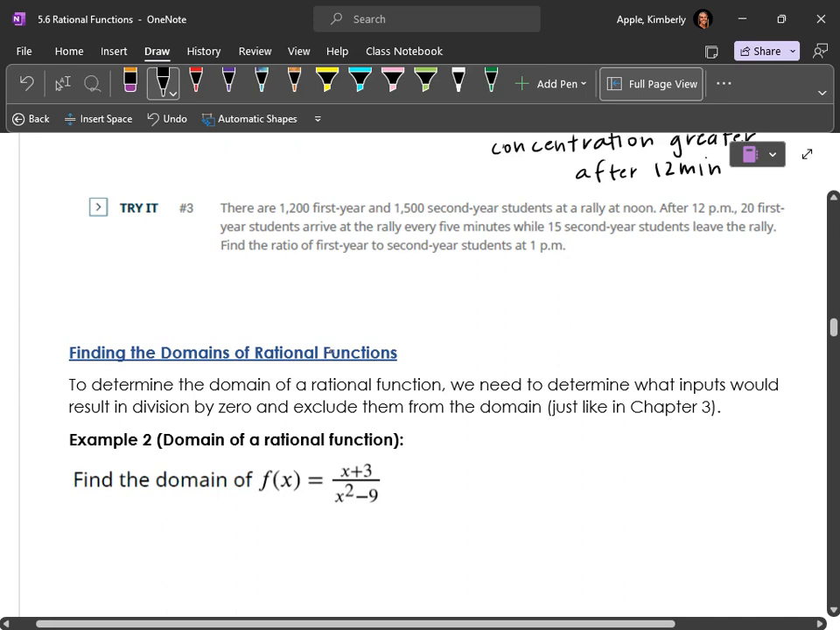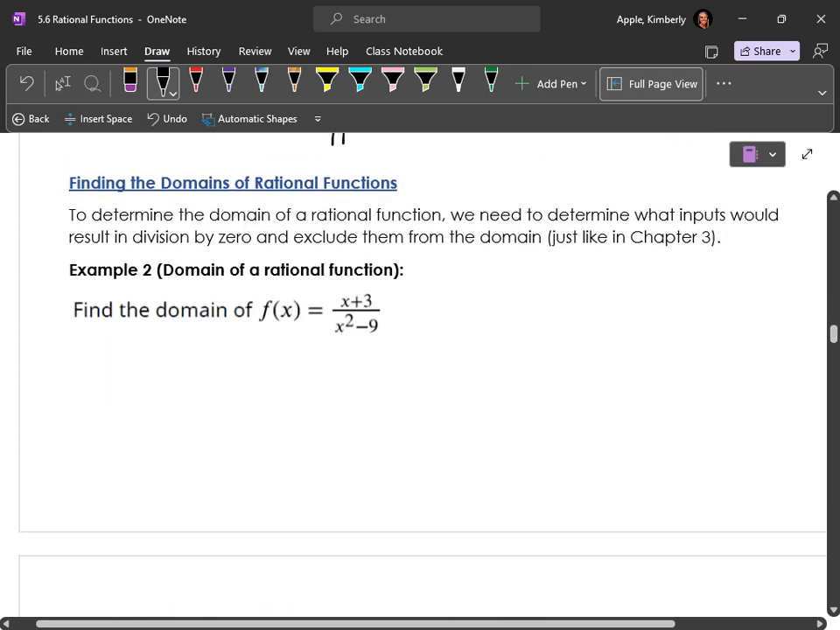So if you want to try one of those, this is a similar problem, just with first year and second year students instead of sugar and water, but you'll set that up the exact same way. So if you want to pause and give that a shot. All right, so you should have found that this was a ratio of 12 to 11.